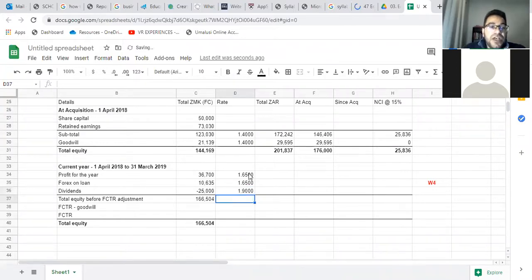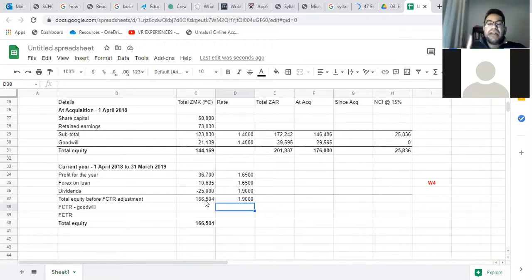Okay. The total equity must also be translated. So total equity, this balance over here, must be translated using the closing balance. Because it represents a balance, you must use the closing balance at year end. The closing balance represents the balance at year end. What is the balance at year end? It is R1.90. So what you will notice is the following.